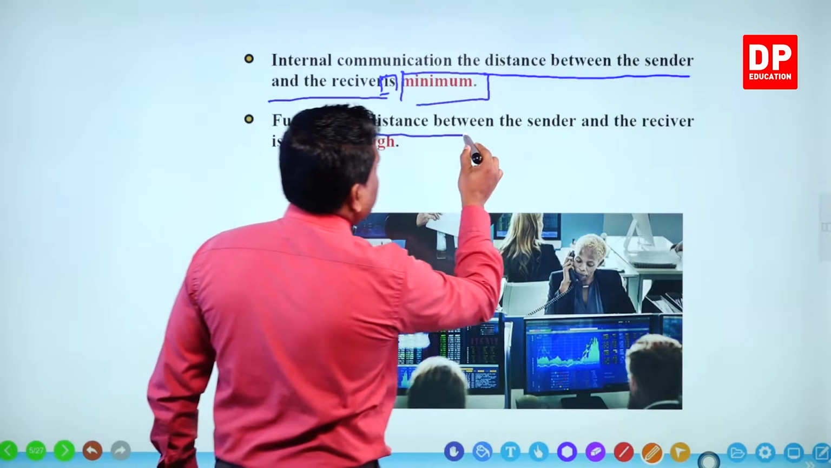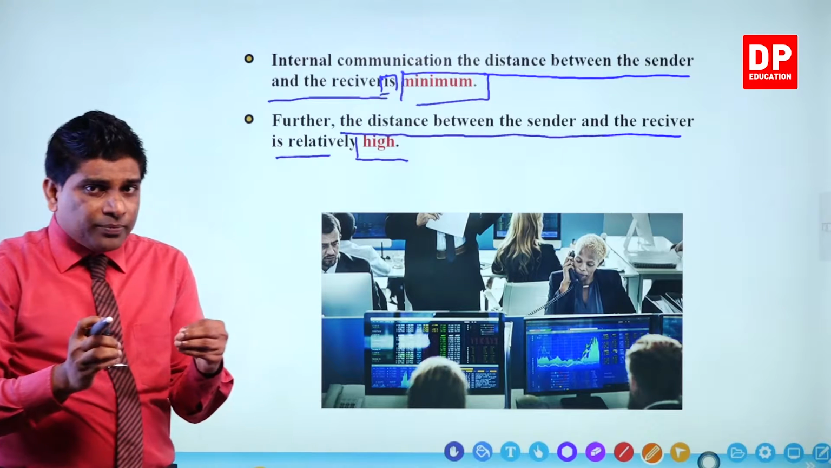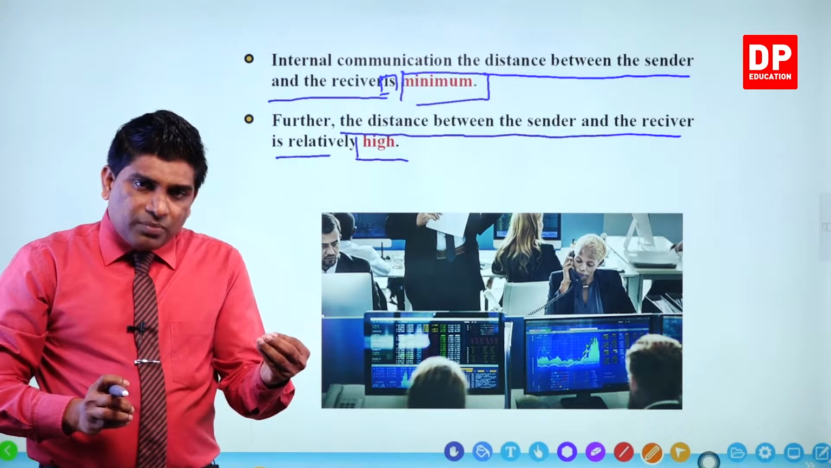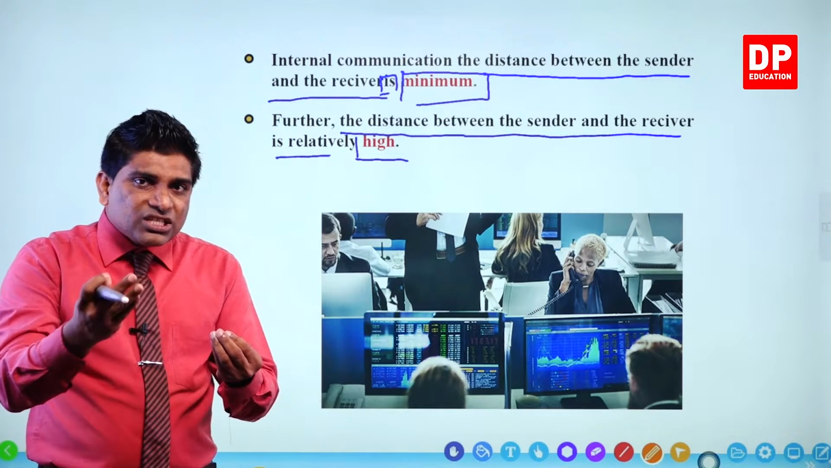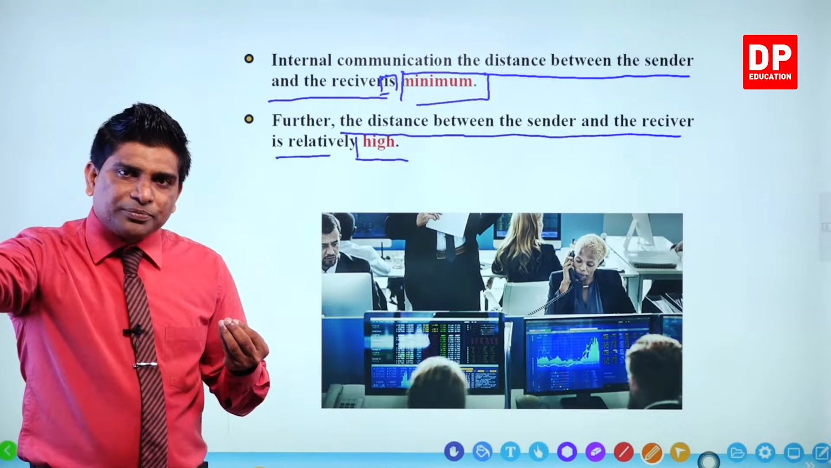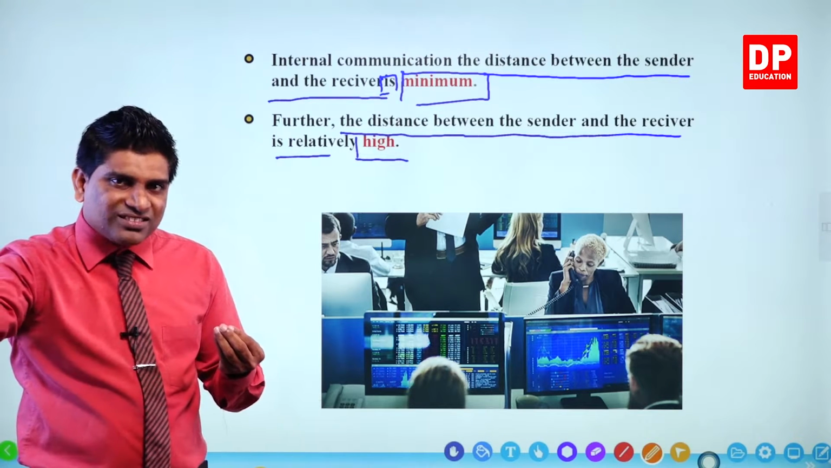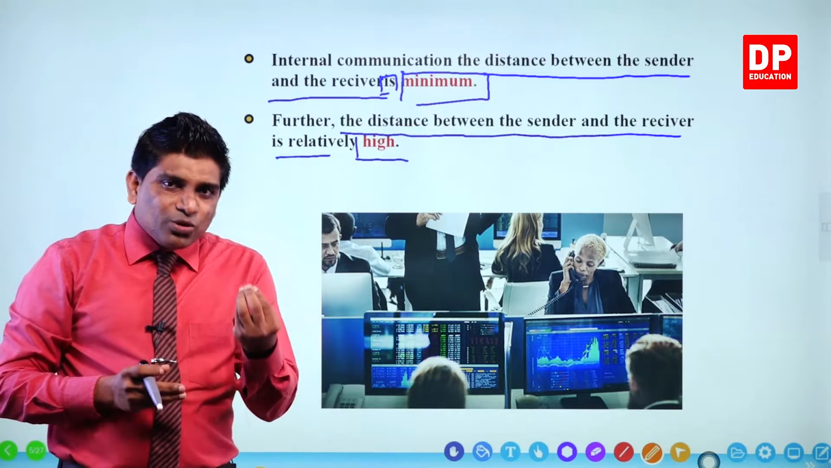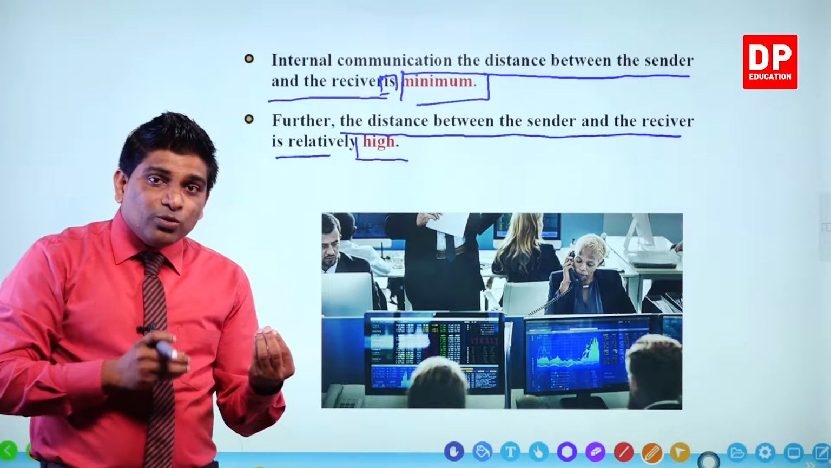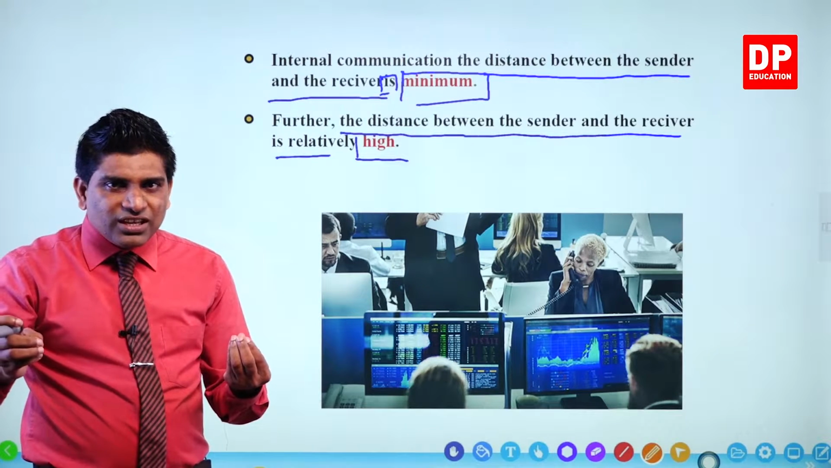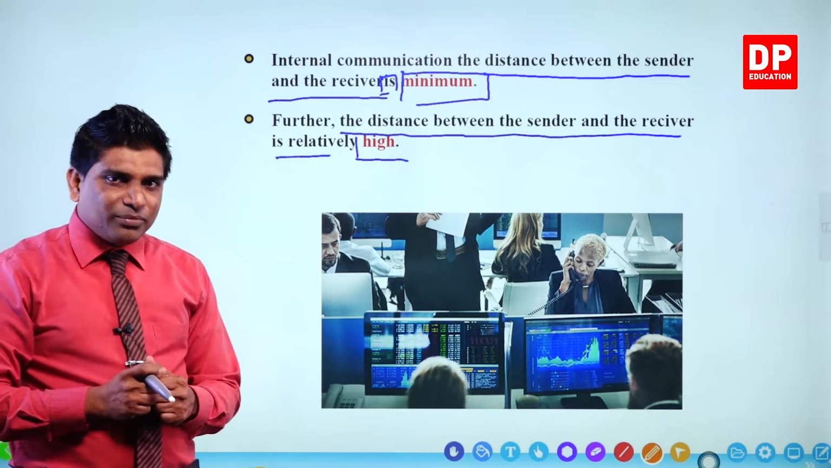Further, in external communication the distance between the sender and receiver is relatively high. Why? A person within the organization communicates their ideas to the external party. External party means an outside person who receives the message, right? Sender means who sends the message. He or she is in the organization, but who gets the message, who receives the message, is an external party. The distance is high when we compare with internal communication, right?